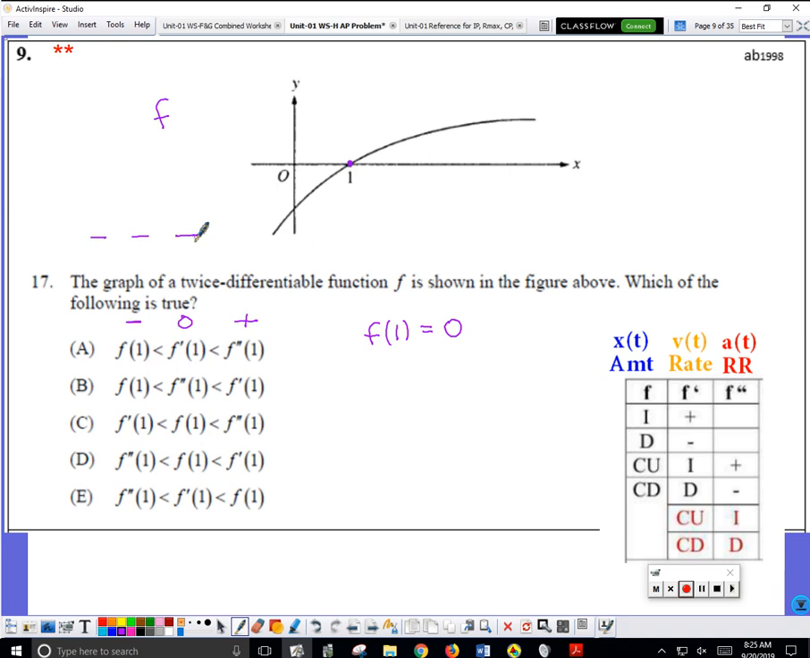2 points. Anybody else? Okay. Raise your hand, please, if you know how to figure out whether f prime of 1 is positive, negative, or 0. How do you determine whether f prime of 1 is positive, negative, or 0?